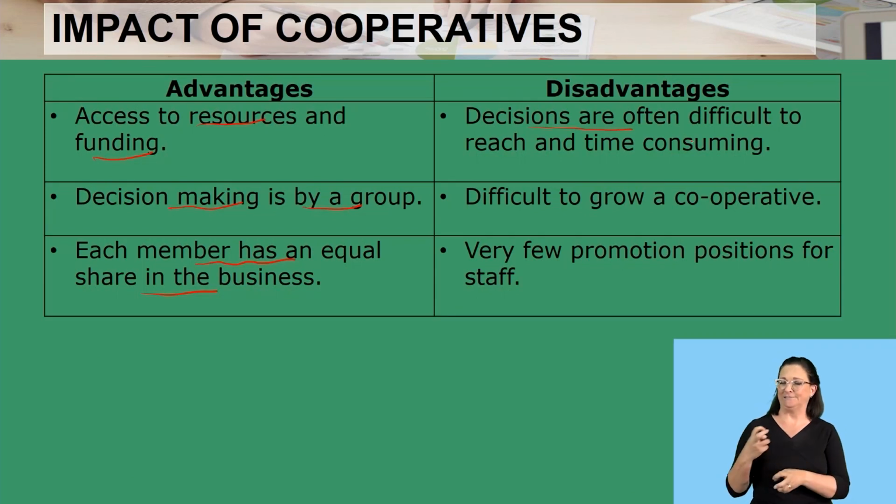And then when you're looking into the disadvantages, decisions are often difficult to reach and time consuming, and it is difficult to grow a cooperative, and there are very few promotional positions for staff within a cooperative. So those are the negatives, and we have looked into the characteristics, and the important aspect is to understand that limited and unlimited liability would be applicable differently to each form of ownership and will form a source of advantages or disadvantages, because we talked about characteristics and we also talked about the impact of each form of ownership, to say, should you register this, you should know what the positives and negatives are.